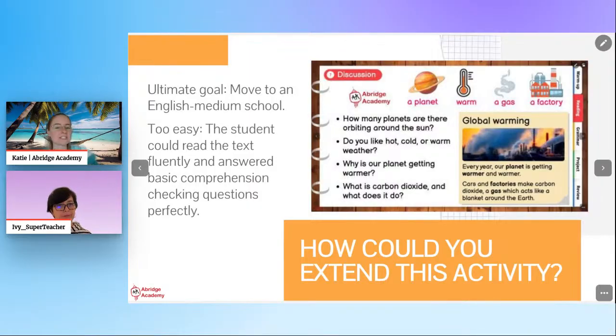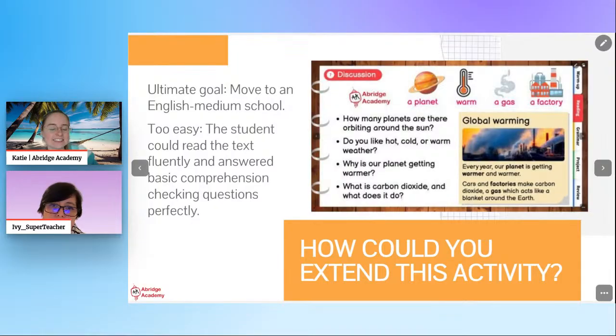We're working through this particular lesson, and suddenly you've noticed, as you're working through the lesson itself, that they're just finding it very easy. They can already read the text fluently. They can answer all the comprehension questions perfectly. How could you extend and stretch them beyond what's just physically on the slides already? Ivy, what did you think?